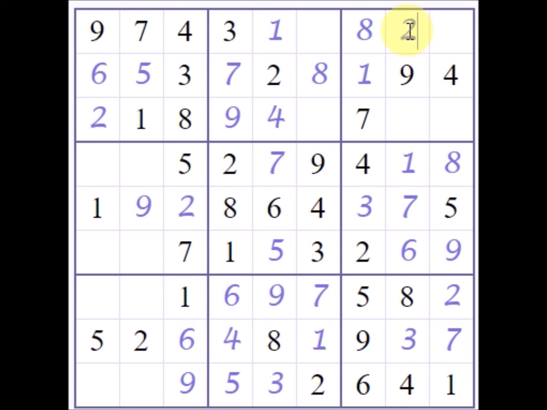Now we need a 3. Now we see horizontally, the top 3 says the top square can't be a 3. And in the middle square, the 3 eliminates the middle square from being a 3. So the only one that can be a 3 is the one on the right.